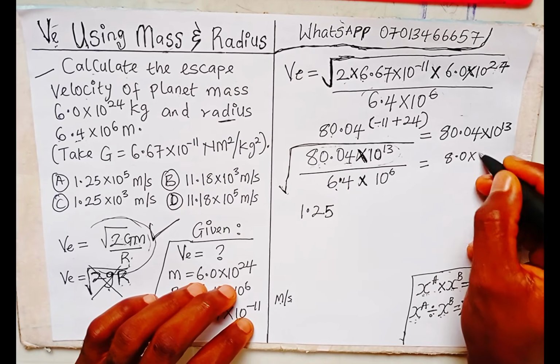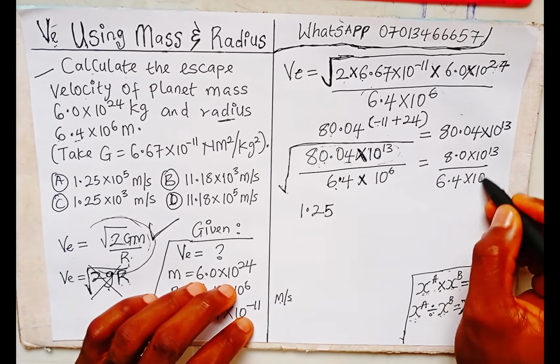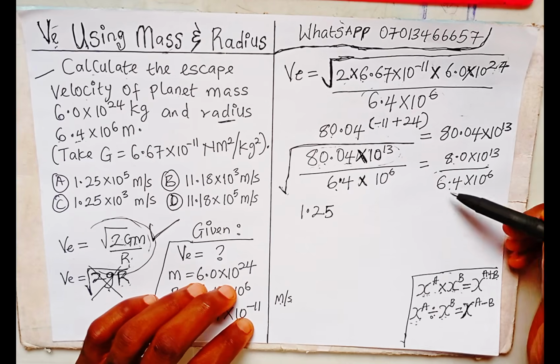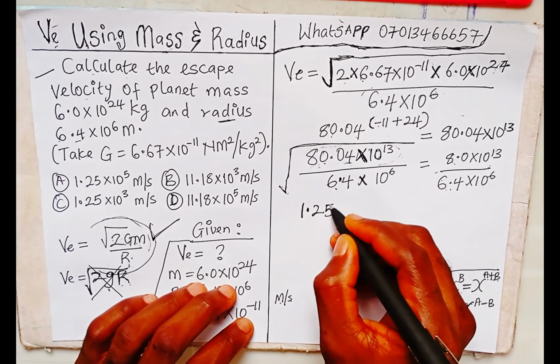8.0 times 10 raised to power 13 over 6.4 times 10 raised to power 6. So this is what we are going to have. We are going to divide this by this. We divide 8.0 by 6.4, and we get 1.25.